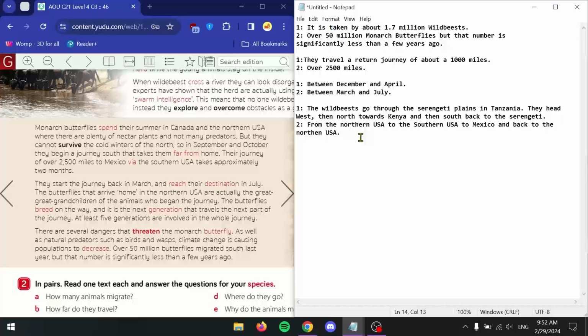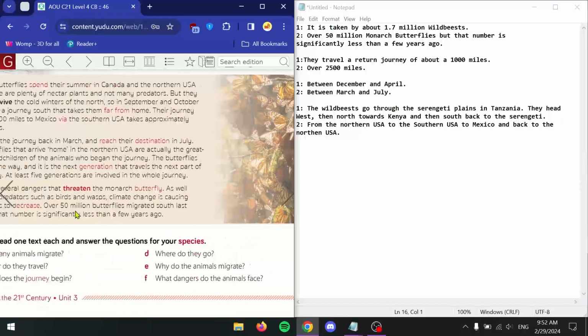I hope you guys can't hear that. There's a bird outside my window, so I hope that's not too distracting.